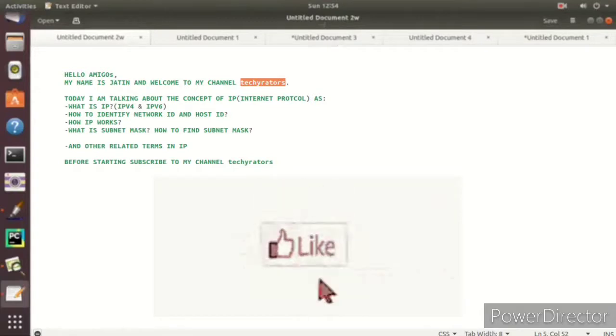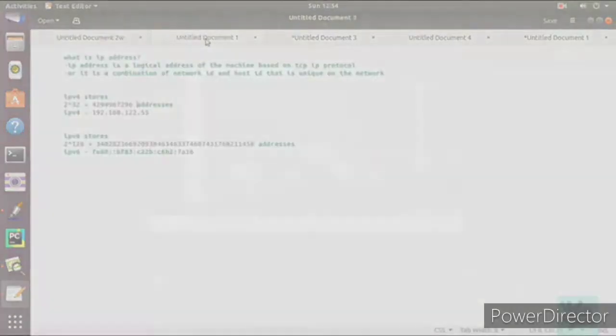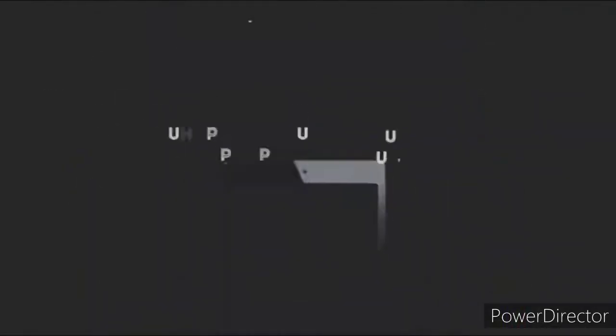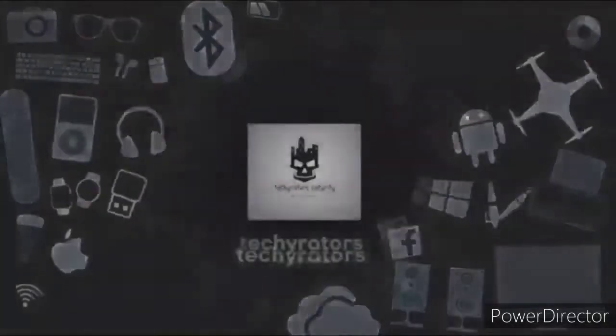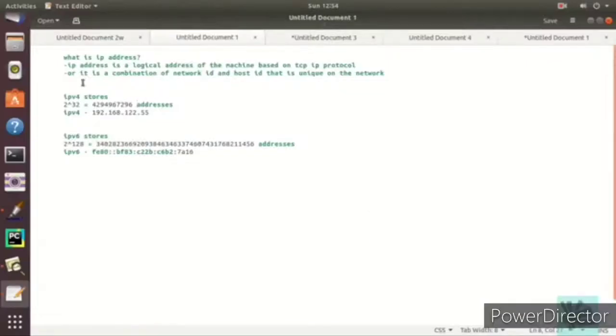Now let's get started with the IP. Now what is IP? So we are talking about the definition. An IP address is a logical address of a machine based on the TCP/IP protocol, or it is a combination of network ID and host ID that is unique on the network.